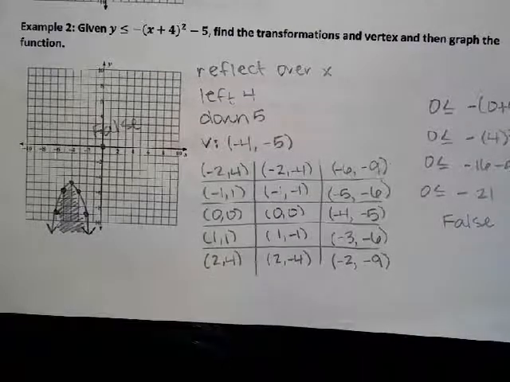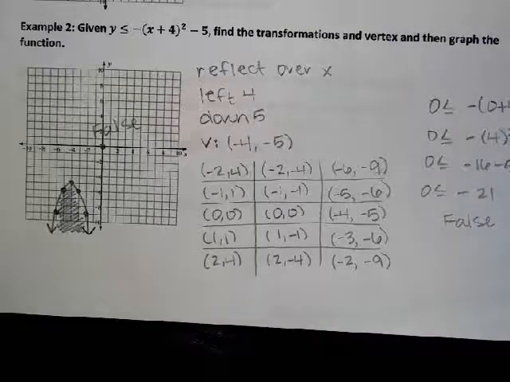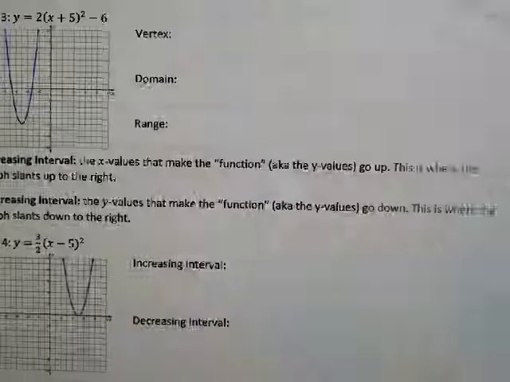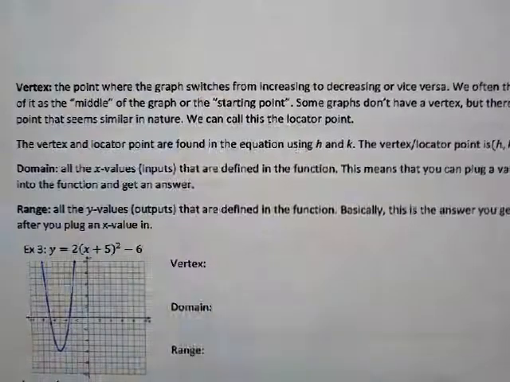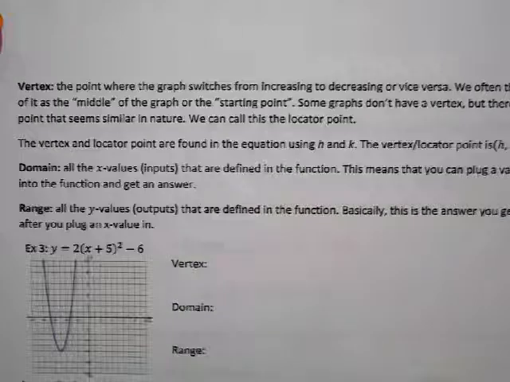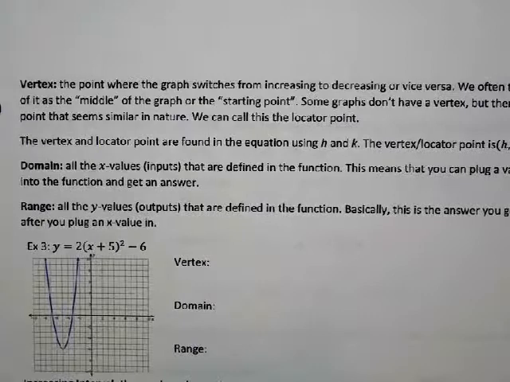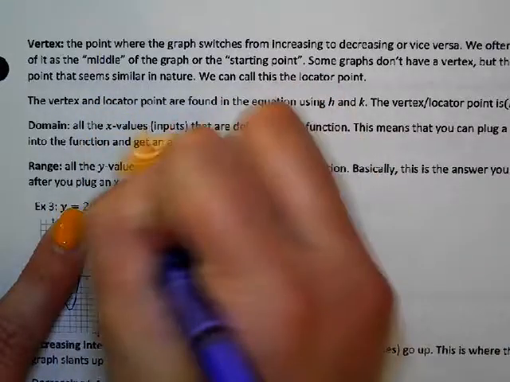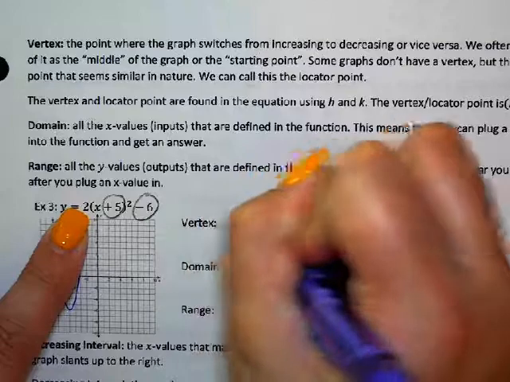Okay. So now we're moving on to your favorite thing, domain and range. Your favorite, you guys. Okay. Go ahead and turn the page. You'll notice all those definitions are written in for you this time. Isn't that nice? Okay, so the vertex is the middle of the graph. We know how to find that. Can you tell me the vertex on example 3? Negative 5, negative 6. All right, negative 5, negative 6.